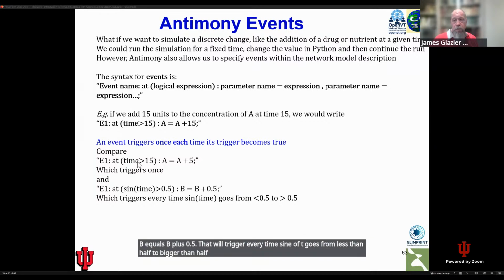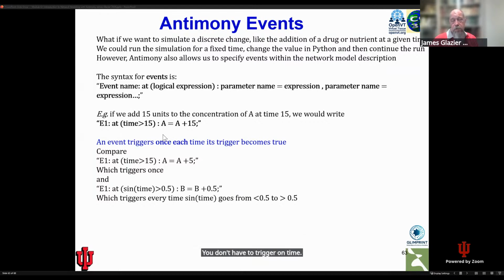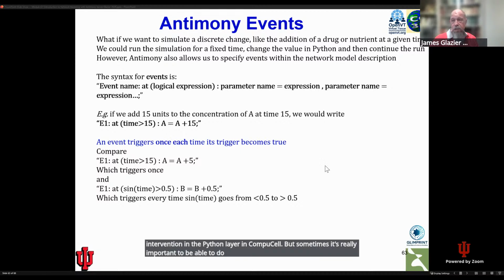You don't have to trigger on time. You could trigger on levels. You could have, if B greater than 5, A equals A plus 15, for example. This is actually pretty powerful. We often will do this kind of rule-based intervention in the Python layer in CompuCell, but sometimes it's really important to be able to do that inside of individual cells.